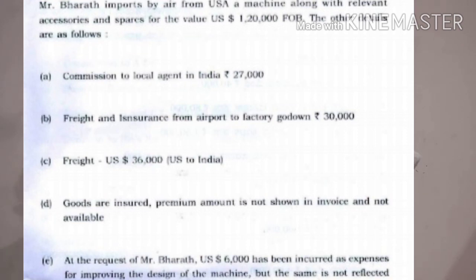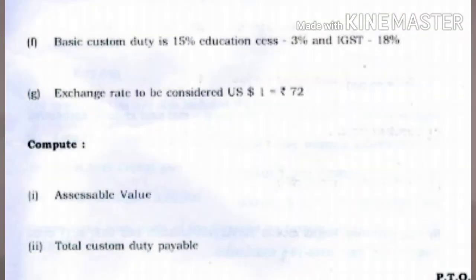At the request of Bharat, US $6,000 has been incurred as expenses for improving the design of the machine, but the same is not reflected in the invoice. Basic customs duty is 15%, education cess 3% and IGST 18%. Exchange rate to be considered: US $1 is equal to 72.